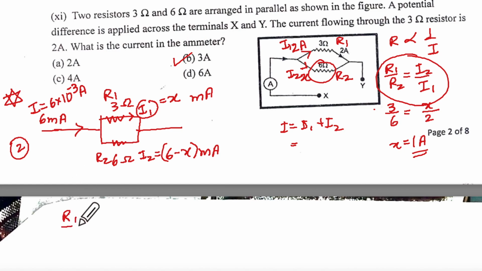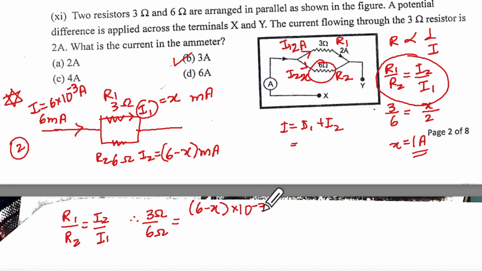So this is R1 upon R2 will be equal to I2 upon I1. Correct? So therefore 3 ohm upon 6 ohm, we are substituting in SI, and I2 is 6 minus X into 10 to the power minus 3 ampere. Did you see how my substitution is not in milliampere? So this becomes what? X into 10 to the power minus 3 ampere.